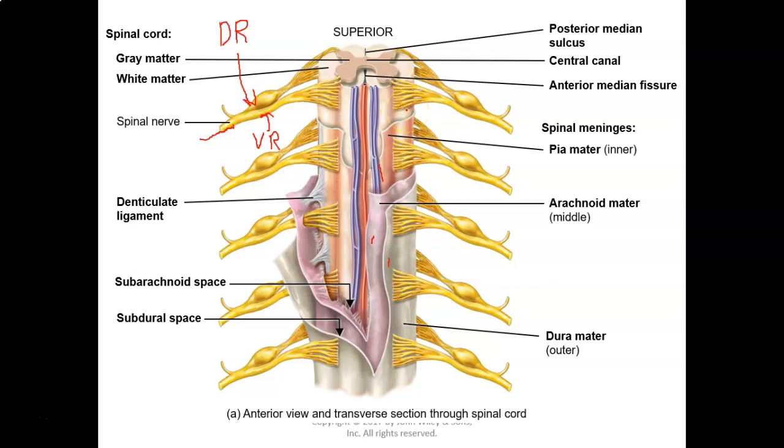To provide more stability and support, we can see these what are called denticulate ligaments, through here, here, here. Again, these help anchor the spinal cord to the meninges. It's the denticulate ligament which causes that to happen, helps provide structural support, and secures the spinal cord in its space.